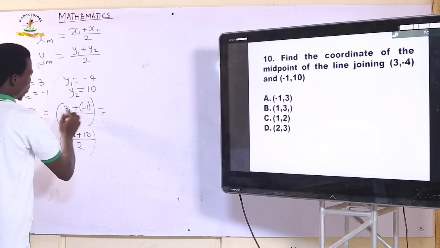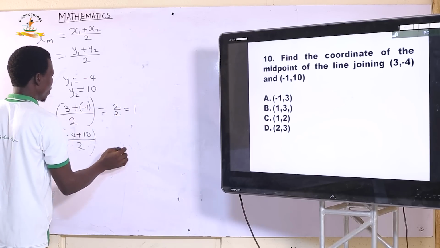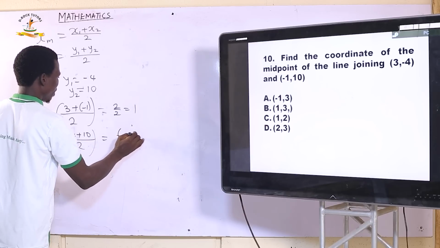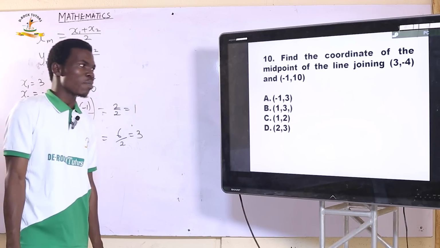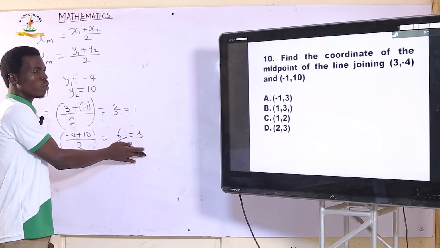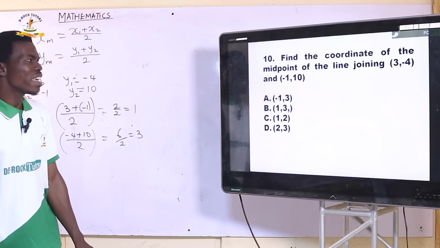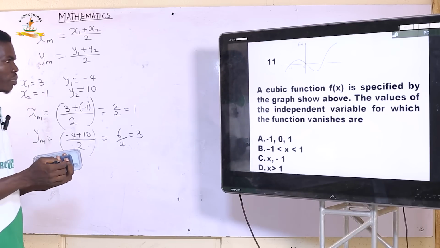And let's see how this works. This is simply going to be 2 by 2, and that is 1. And this is simply going to be 6 by 2, and this is 3. So our coordinates will be xn 1, yn 3. So it's going to be 1 followed by 3, not a reverse case. So the correct option here is B, 1, 3. Our next question.